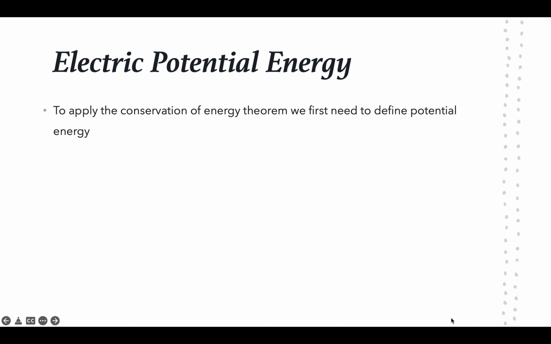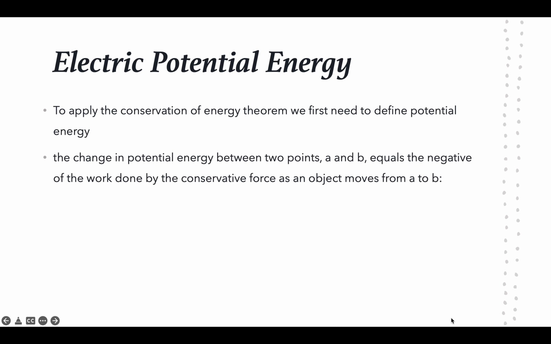Now, in previous chapters, we've defined potential energy as the negative of the work done by the conservative force as an object moves from point A to point B. When we discussed gravitational potential energy, we defined it as the negative of the work done by gravity as an object moves from point A to point B. So here we have the change in potential energy is equal to the negative of the work done by the force.